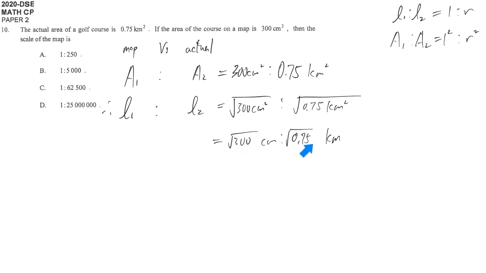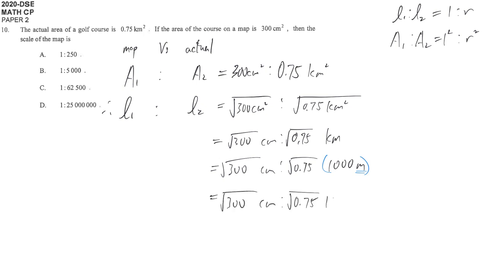Basically it's very close to the answer, but the only difference is the units are not the same. So I try to change km into cm. Just simply use what you have learned in primary school. 1 km means 1,000 meters, and then we change m to how many cm? 1 meter means 100 cm. Once we find that we have both cm and cm, then we divide both sides by cm.